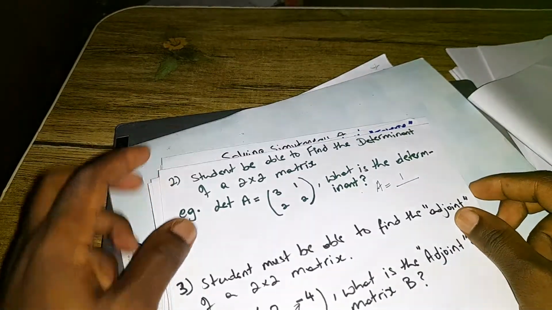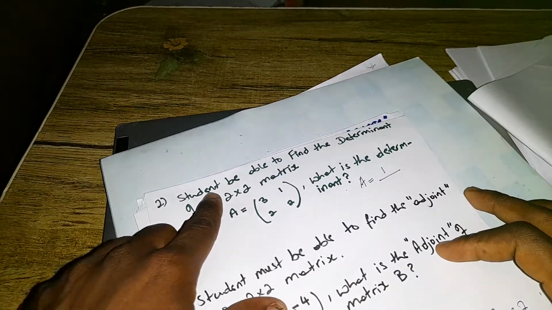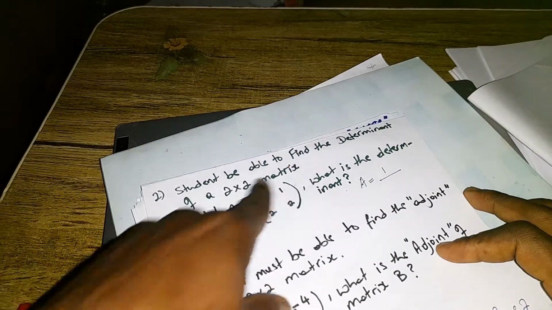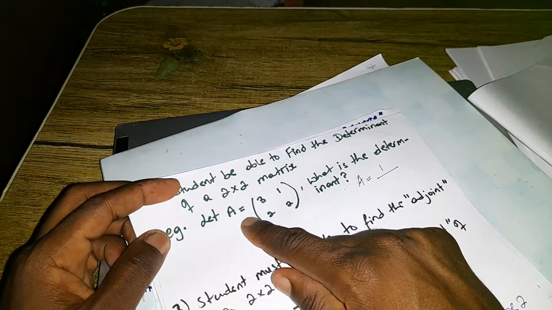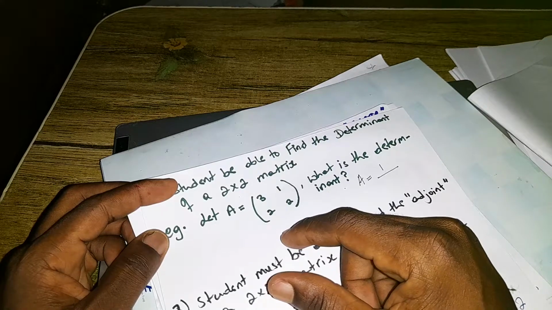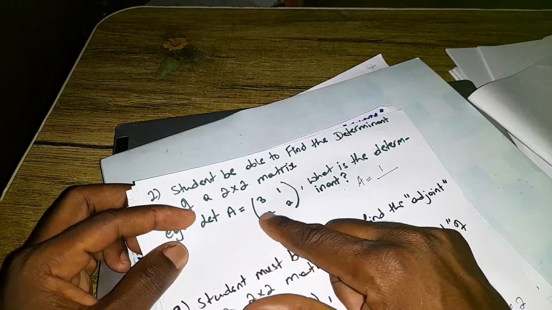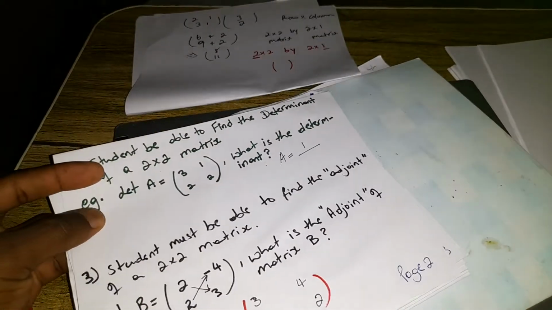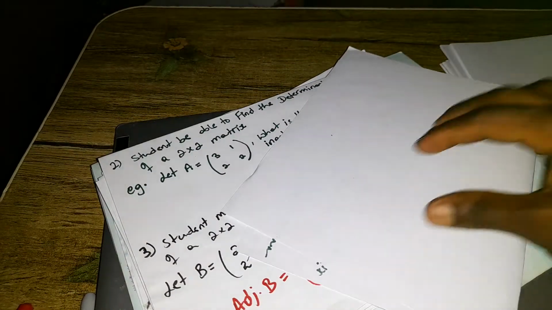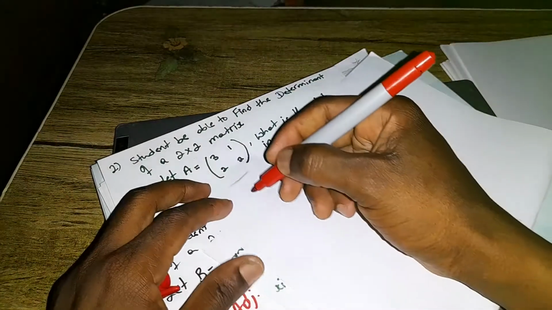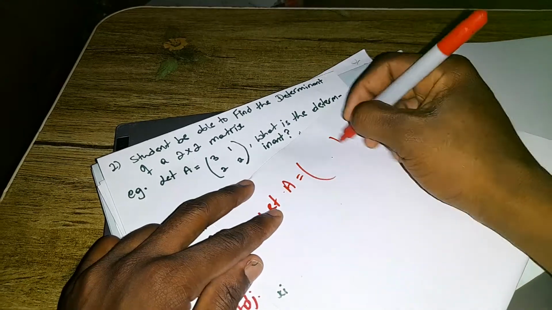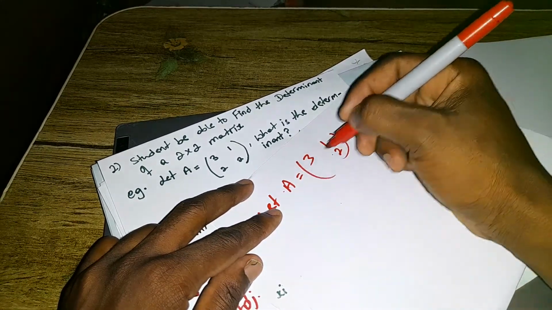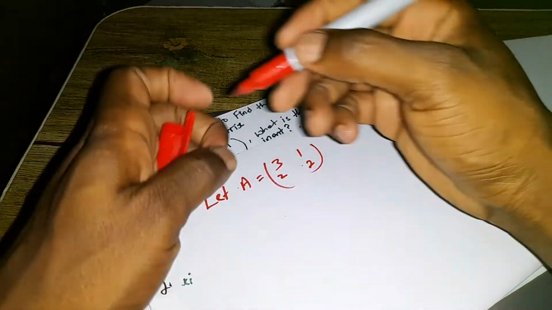Number 2, prerequisite knowledge that you need to know: you should be able to find the determinant of a 2 by 2 matrix. They normally label the matrix by any letter they choose. Let A be this matrix. What is the determinant? How do you work out the determinant now? So let me get a page and show you how the determinant is worked out. So let A equal 3 and 2 and 2. Now listen carefully.